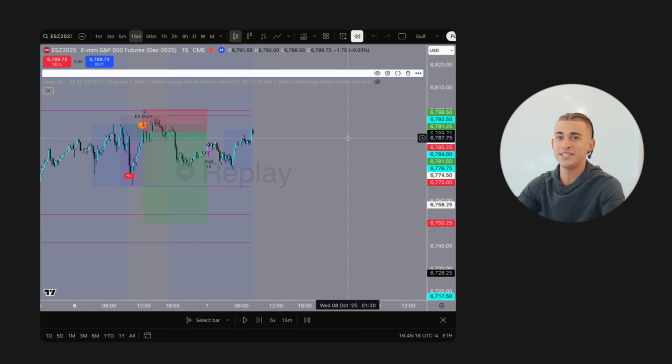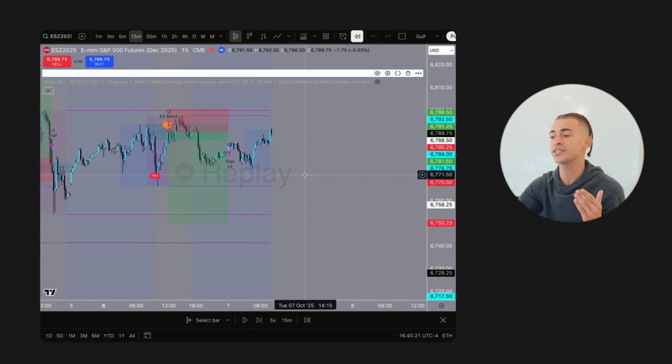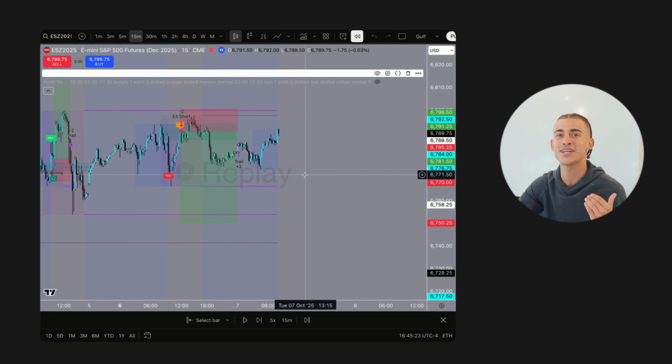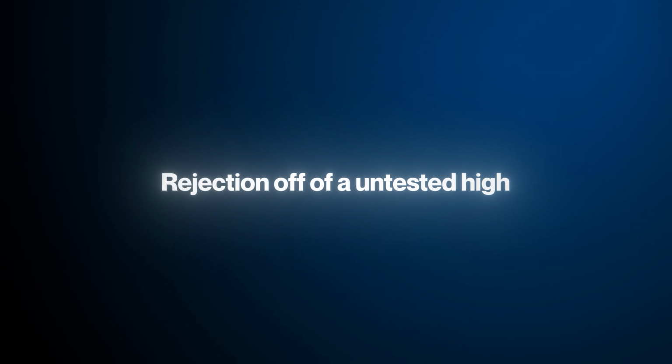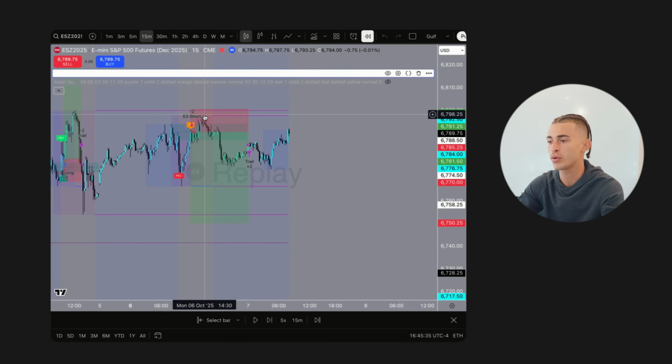Now, I know some of you may have seen that next trade because my replay was going a little bit fast, but now we are going to focus on my favorite setup of all time. And the reason it's my favorite setup is just because it's so damn simple and it gives you great risk to rewards. This setup is going to be a rejection off of an untested high. Right here, we can see that we have an untested New York high right there. We also have another untested New York high.